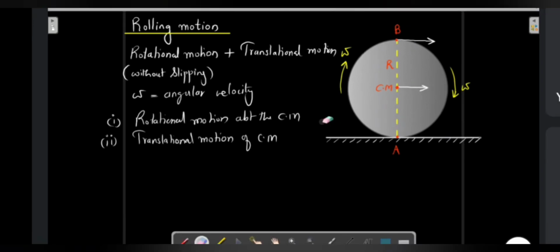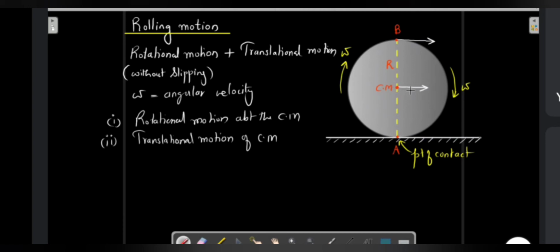So now this body will roll over the surface without slipping if the point of contact, let us say this point A over here is the point of contact, is at rest at any instant with respect to the center of mass. If this point of contact is not at rest, then this body will start slipping. So this body is going to roll without slipping only when this point of contact, that is point A, is at rest with respect to the center of mass.